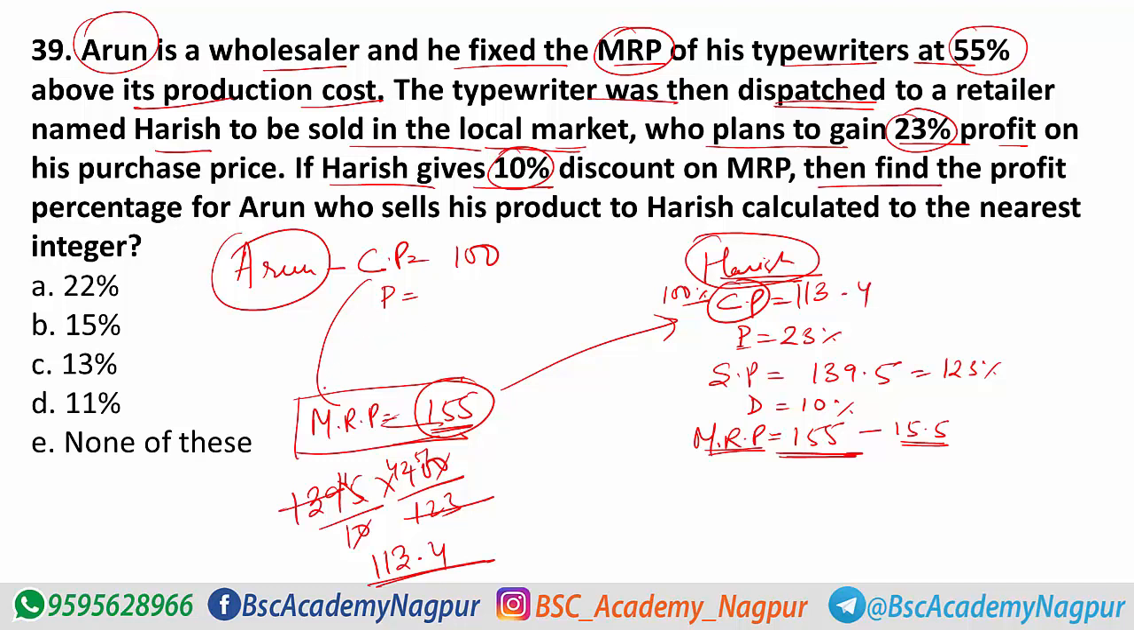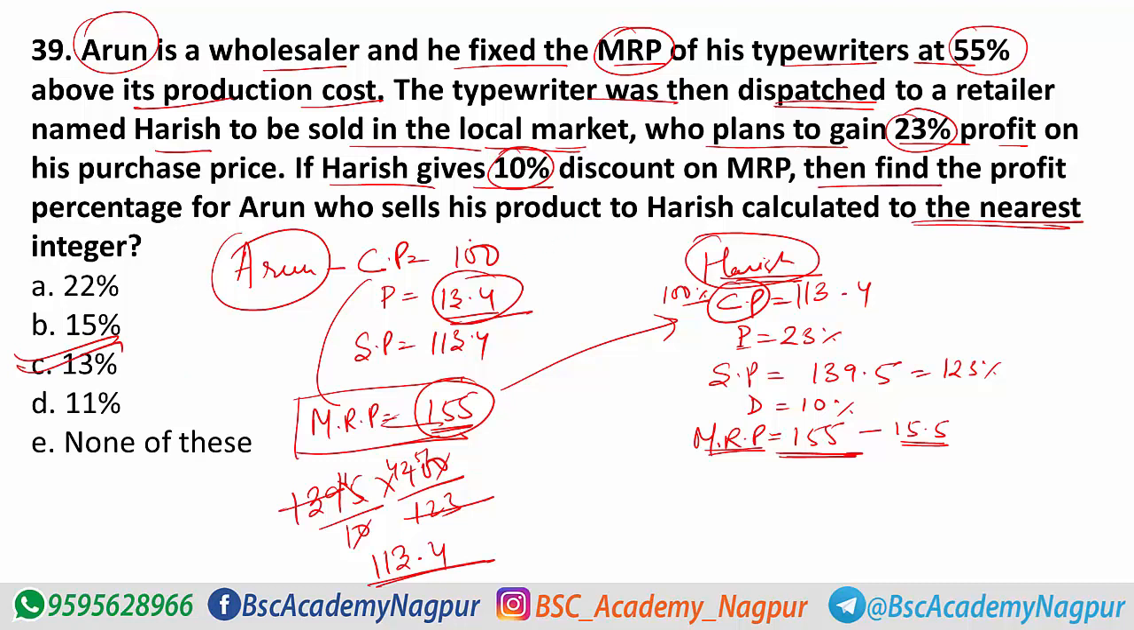So that means Arun sold it to Haris at 113.4. The profit of Arun is 13.4. So we'll go with 13 approximately, right? Okay, near integers. We have to find the nearest integer, the 13%. Answer is 13%, option C.